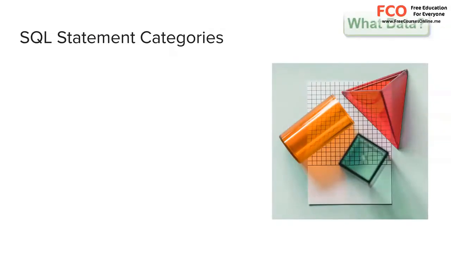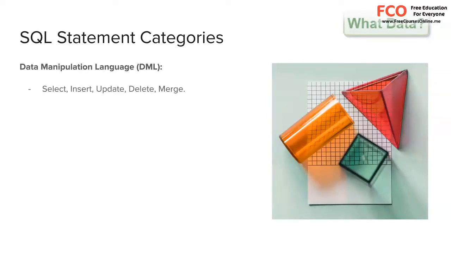SQL statements can be broken down into three categories. The first of these categories is referred to as data manipulation language, or DML statements. Such DML statements include select, insert, update, delete, and merge data within a table. When you hear an analyst referring to writing queries in SQL, they're typically referring to such DML statements. In other words, statements that allow us to manipulate data from a table to return a required result.